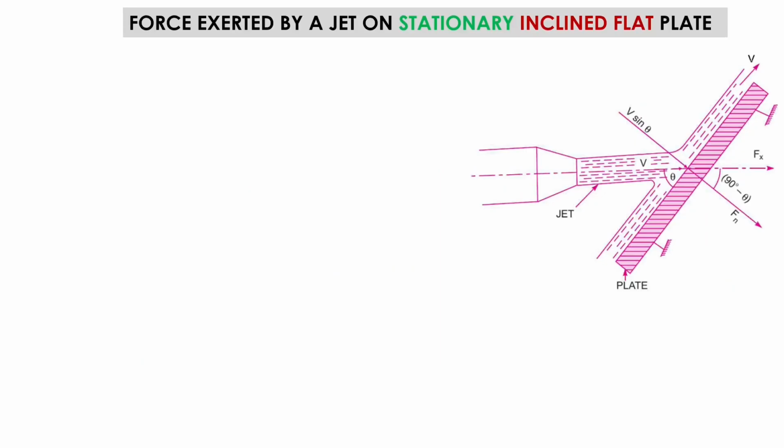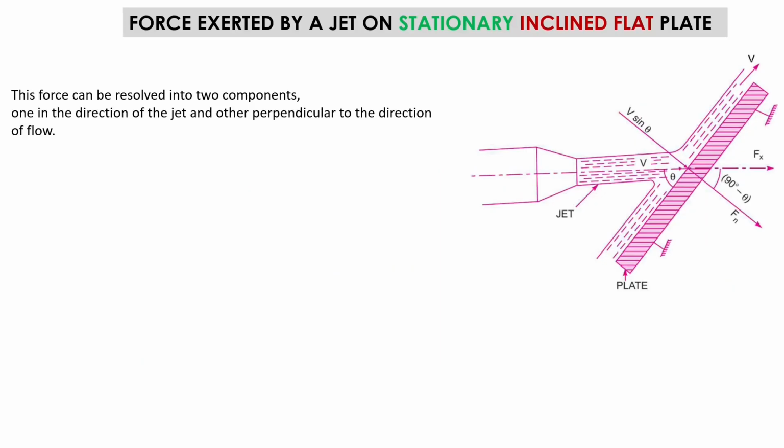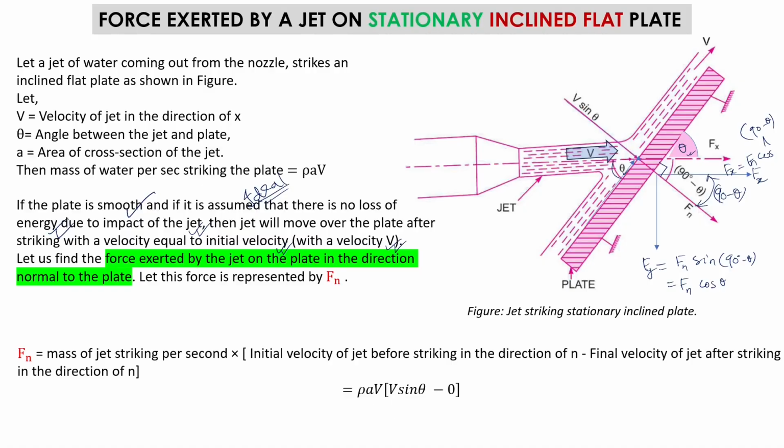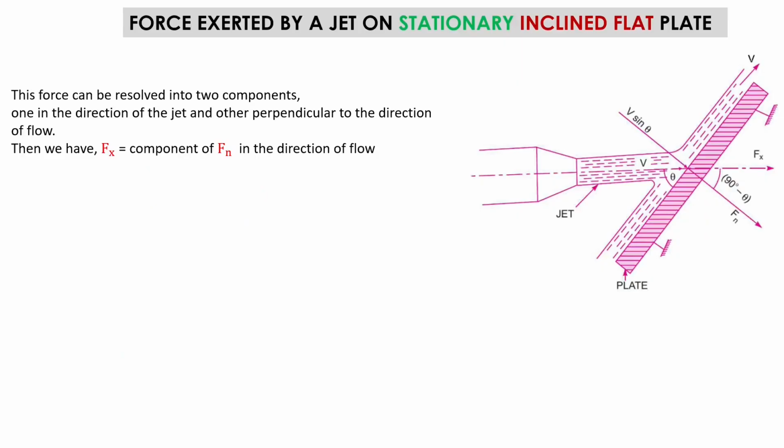So this is the exact same picture, and we have two components, Fx, which is the component of Fn in the direction of the flow, and let us do the calculation. Then Fx is going to be equal to Fn cos(90 minus theta), as I already showed you in this slide. And cos(90 minus theta) is basically sin theta, and I am putting the value of Fn. Fn is rho A V square sin theta, and this sin theta is already there, so I am getting rho A V square sin square theta.